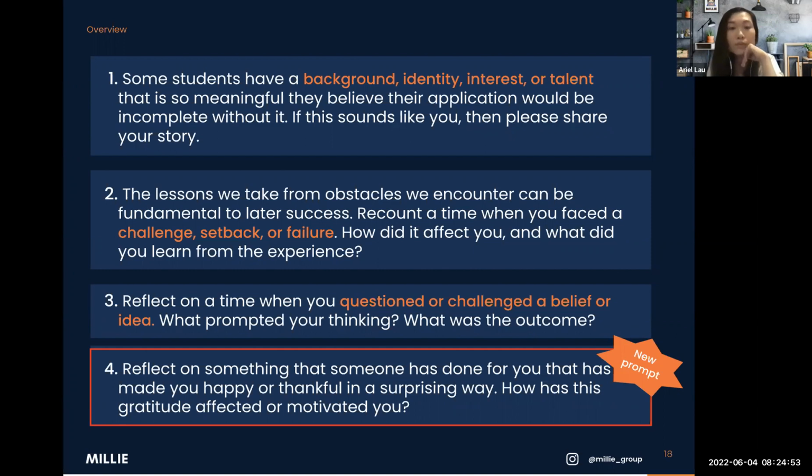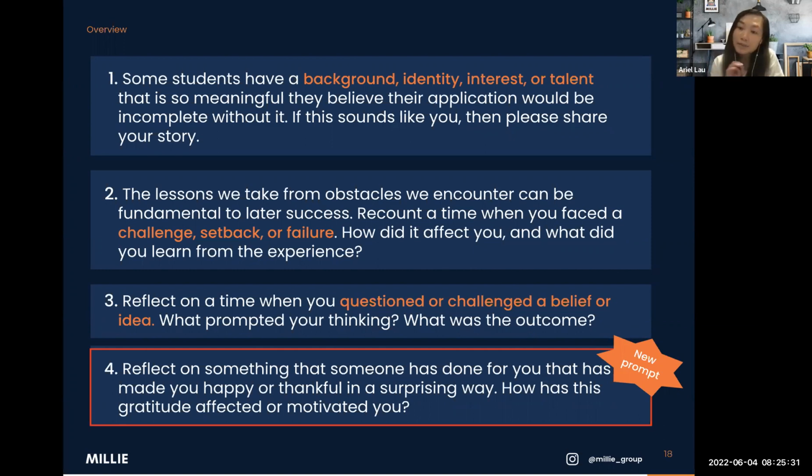And then number 3 deals with a time when you questioned or challenged a belief or idea. This is quite interesting because it is about bringing change, whether or not you want to change the status quo. Some students may be coming from a particular country where there are a lot of things that they wanted to change or do better for their community or society. So I think this is a good time to leverage this particular prompt. But once again, if your personal experience does not fit this prompt's idea, you don't have to choose it.